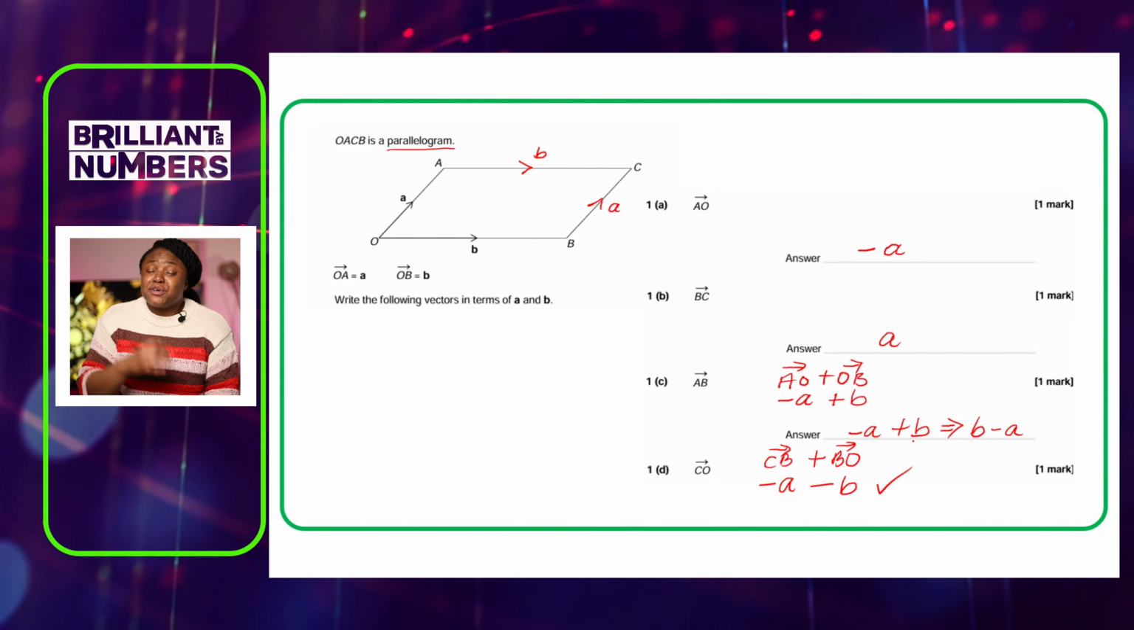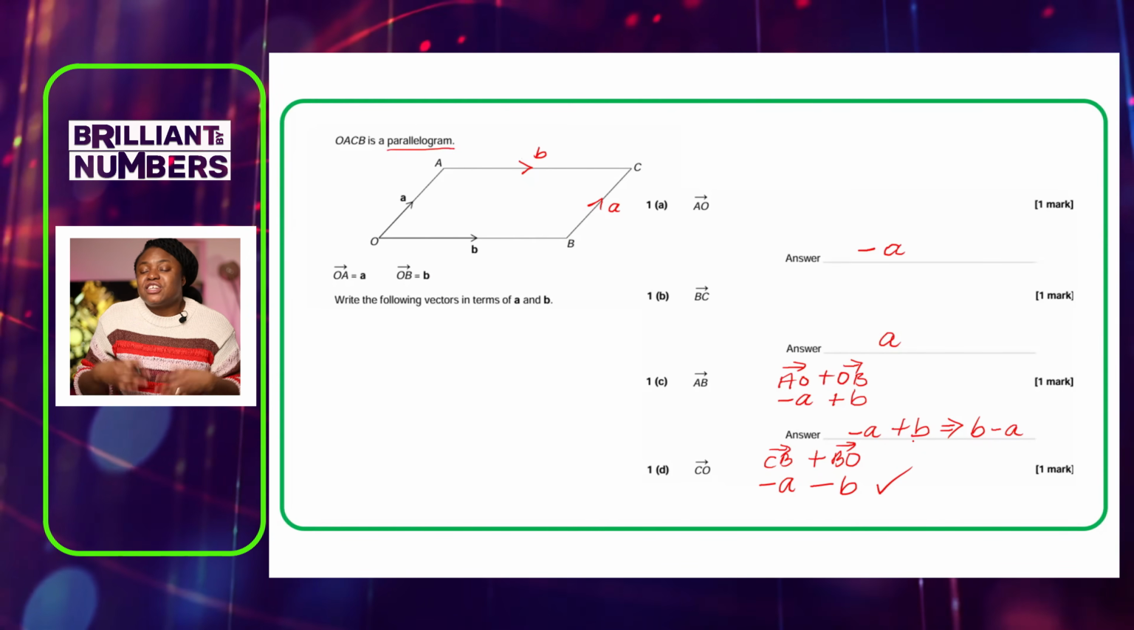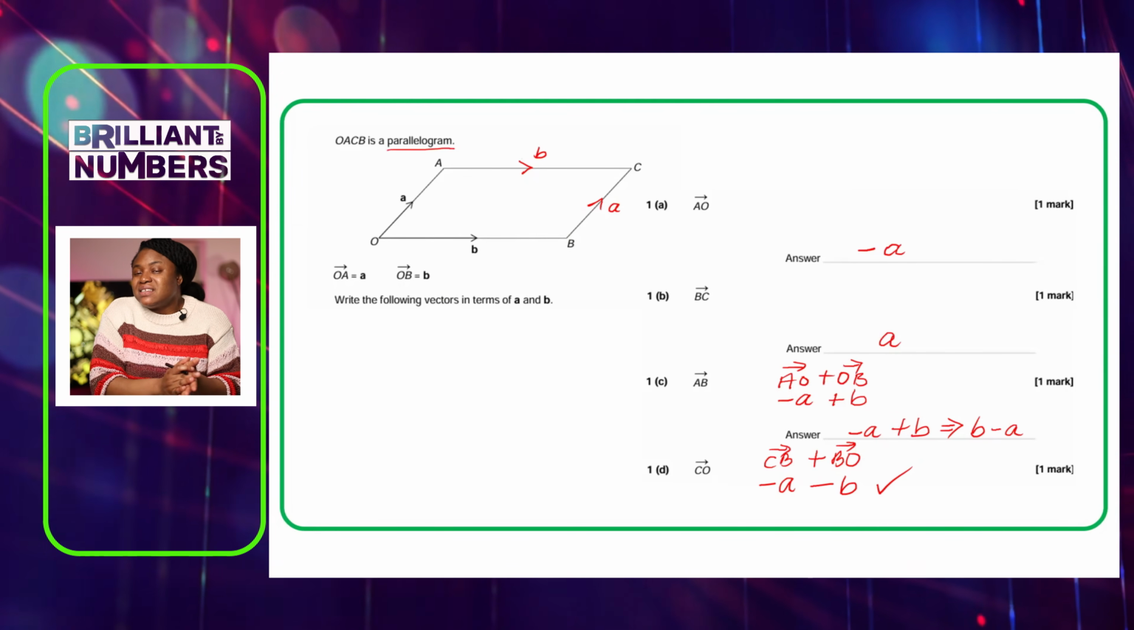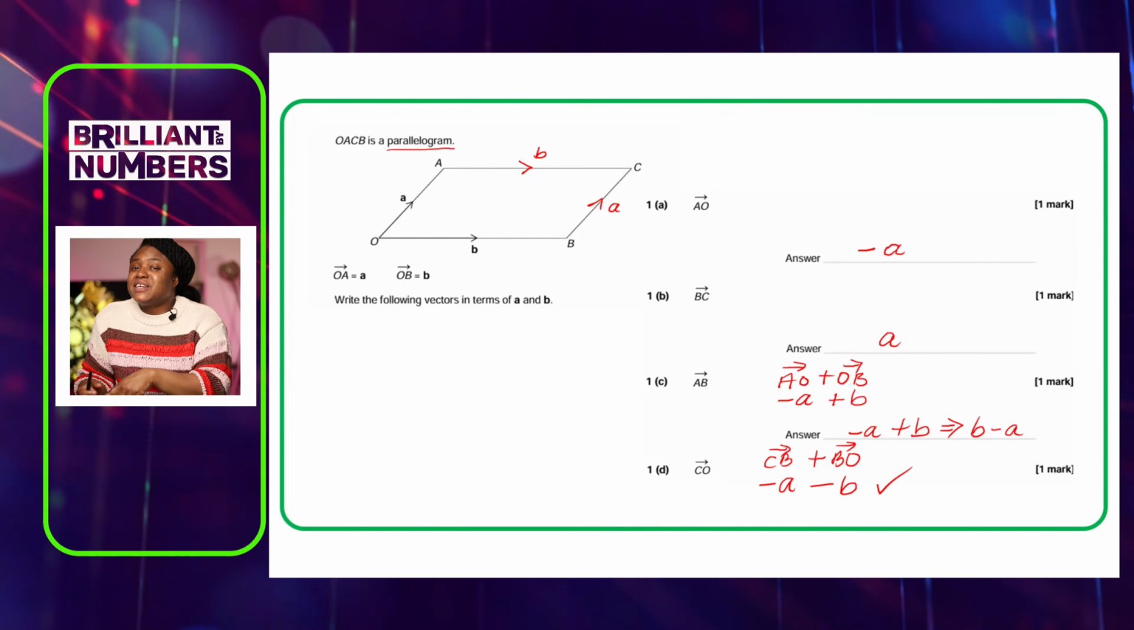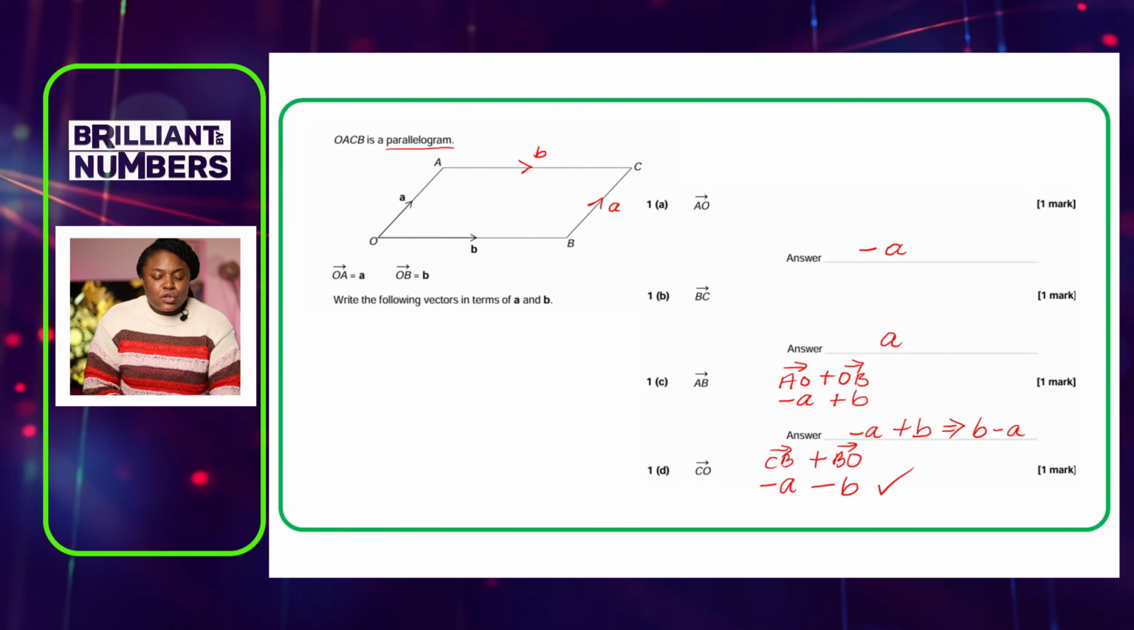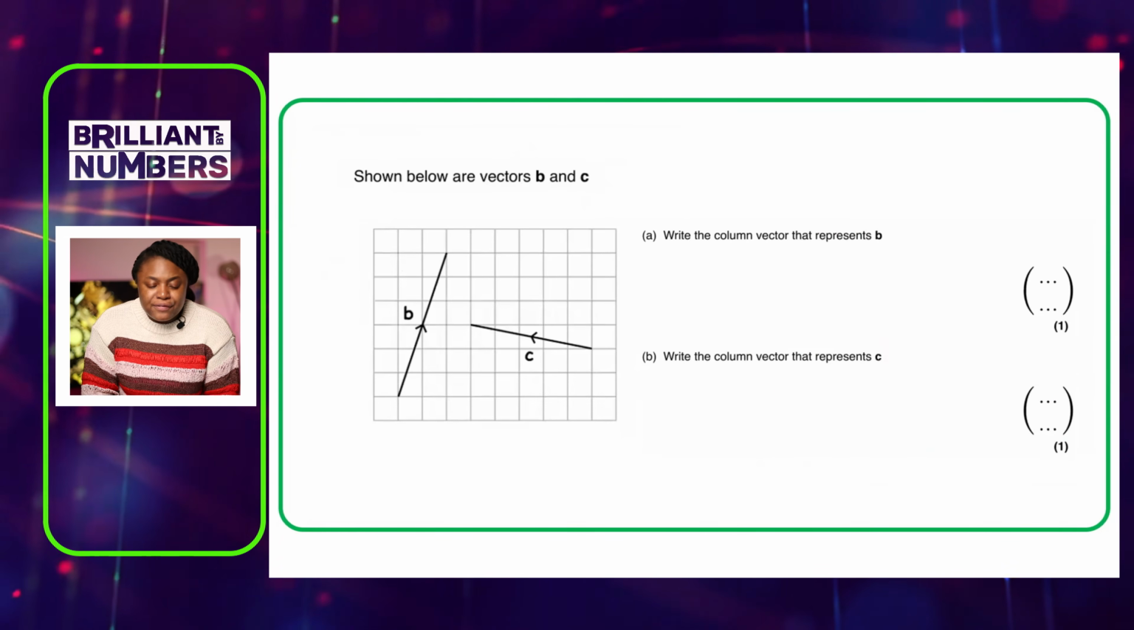So the answer is minus A minus B. And that's simple. Remember, follow the direction of the arrow. It's just like planning a route. You're going out, use your Google Maps. You might have to go from one destination to the other and then take something else to where your final destination is.